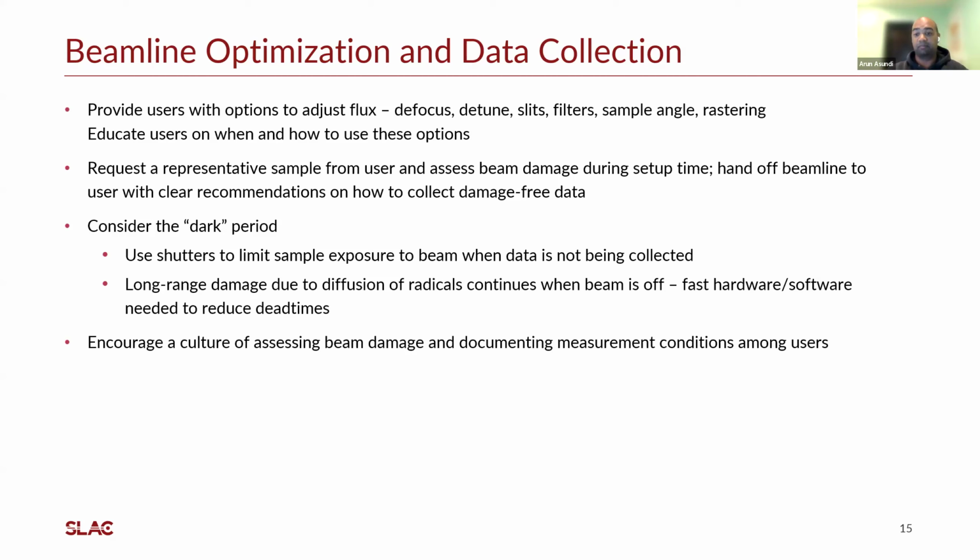So for instance, I would start by using the attenuating filters or detuning the beam to reduce the flux, check the data quality, check for beam damage, and if there is no beam damage, and if the data quality seems to be good over multiple scans, then the user can increase the flux, remove those attenuating filters, and collect their data. Okay, thank you. It's maybe related to your recommendation for users to assess their sample before coming to the beamline, right? Yes.